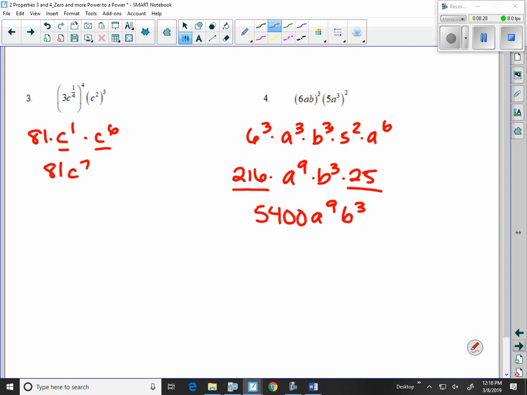All right, do we agree? 5,400, A to the 9th, B to the 3rd. Okay, make sure when you get 6 cubed and 5 squared, 216 and 25, you multiply. These really are just all multiplication problems, so you should never be adding or subtracting or anything like that. We good? Okay.